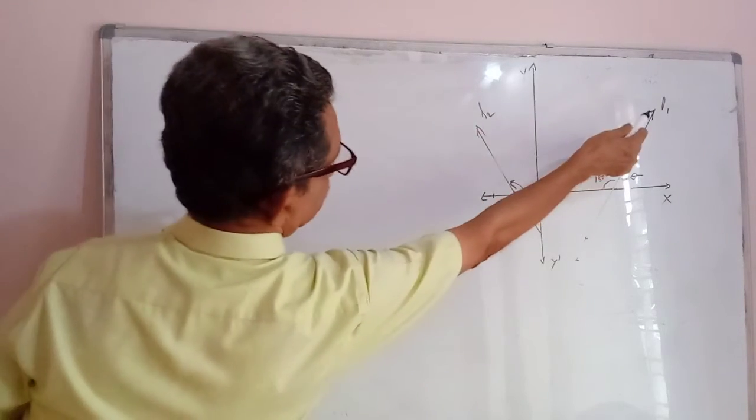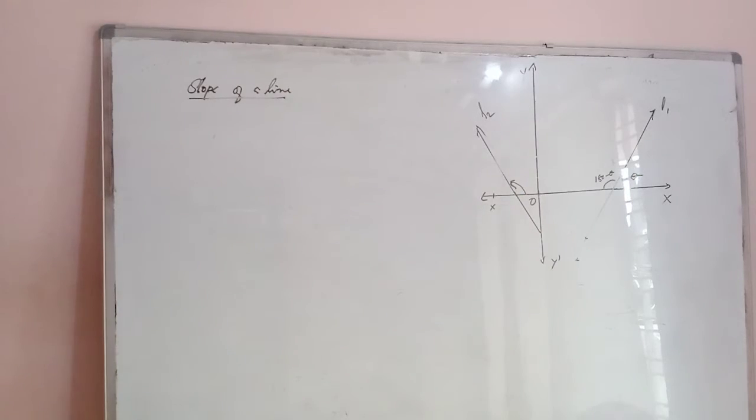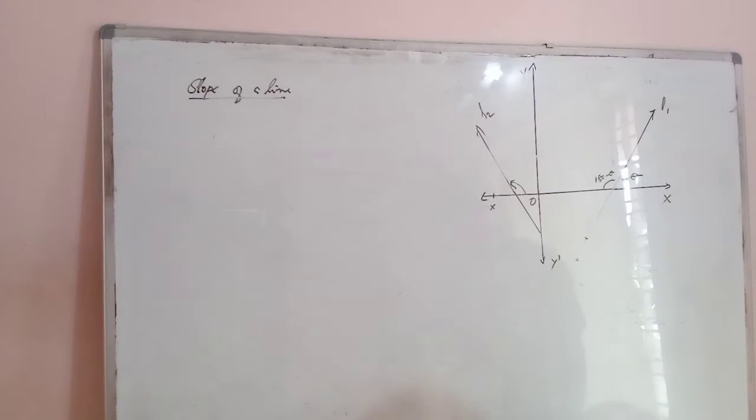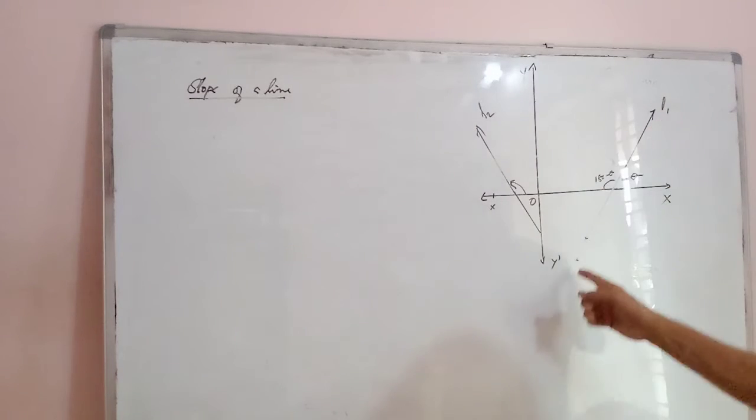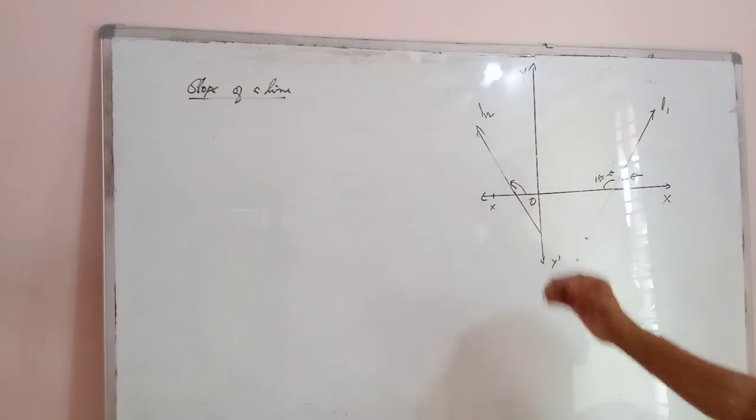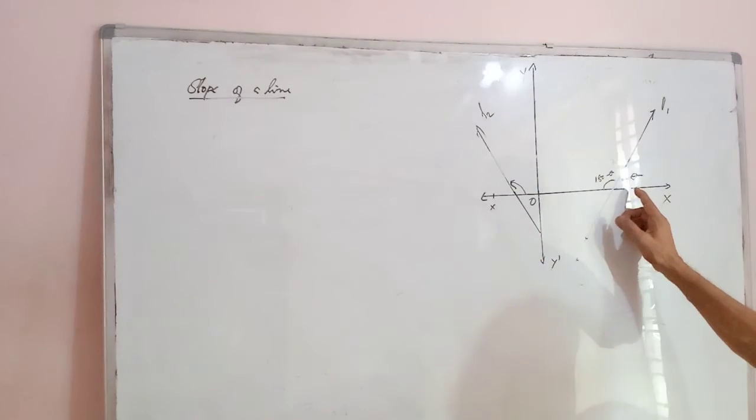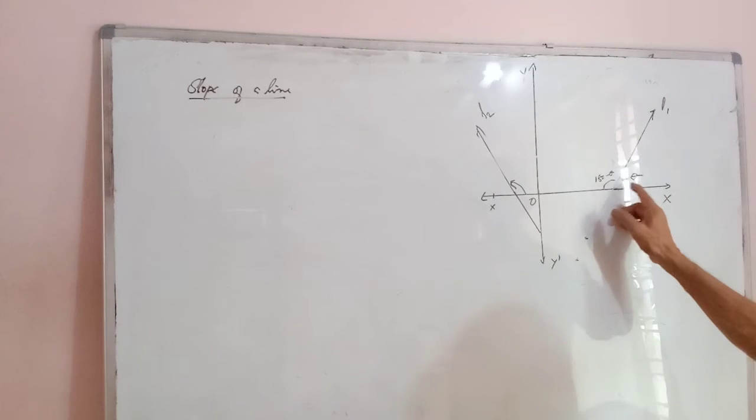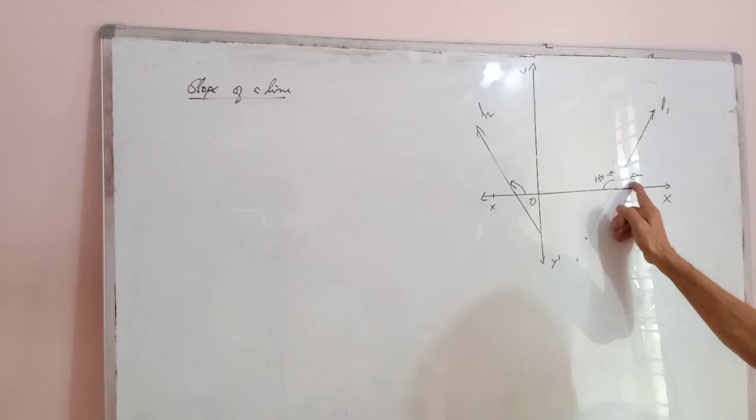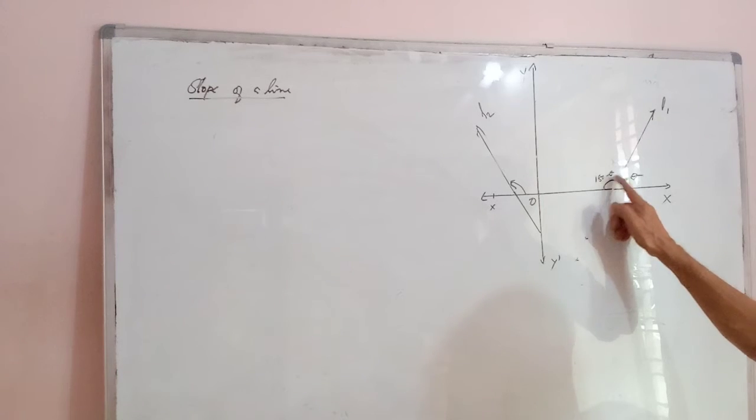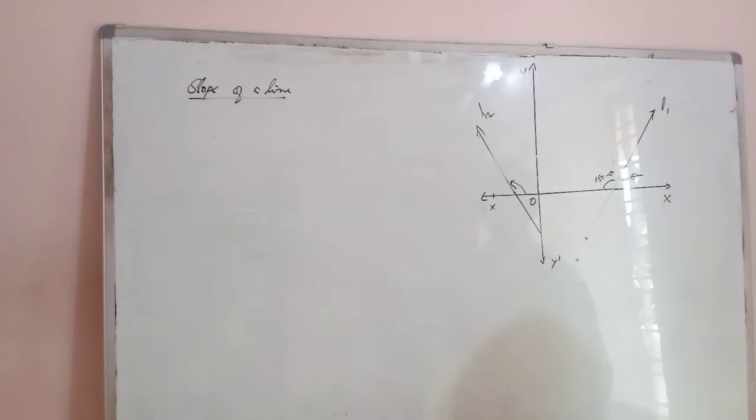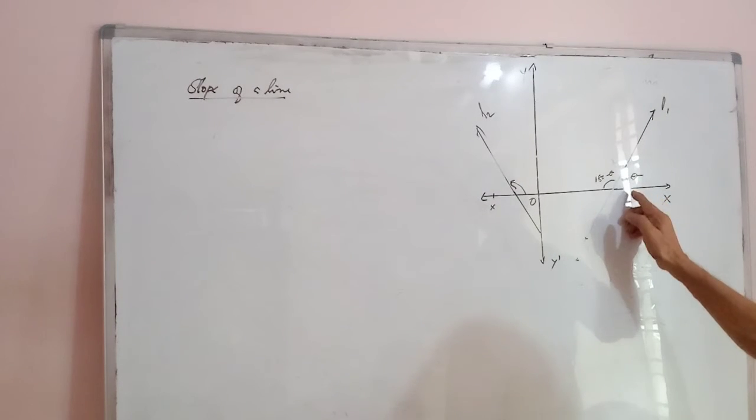Look at that line. When a line is drawn and it intersects the x-axis or any line, two pairs of vertical angles are formed. If this angle is theta, this is 180 minus theta, total is 180. So this is also 180 minus theta. So two pairs of vertical angles. How can we measure this one?